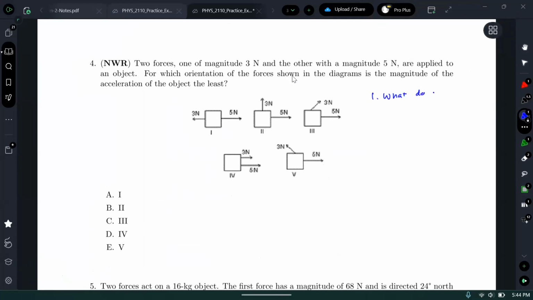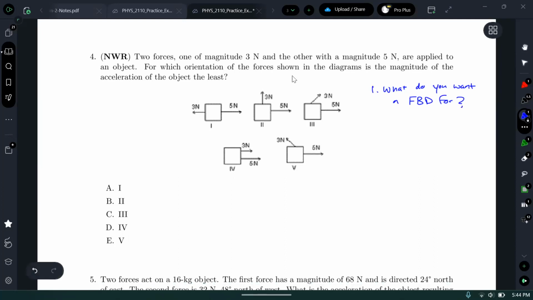you want a free body diagram for. Here it's pretty clear it's going to be for that block, but sometimes it's not as clear and you have to choose. It could be a person, a car, whatever the object of interest is. Then you draw the forces acting on the object. I usually like to do that before actually making the real free body diagram.